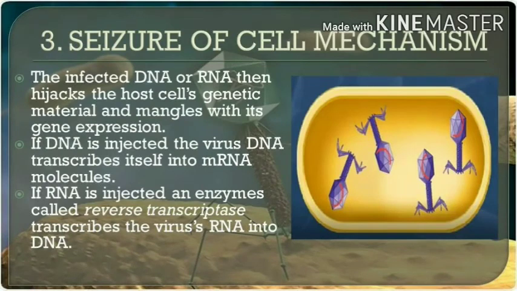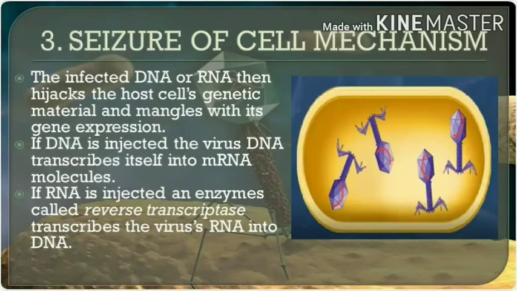Then we have seizure of the cell mechanism, or synthesis. The viral DNA or RNA then hijacks the host cell's genetic material and interferes with its gene expression. If DNA is injected, the viral DNA transcribes itself into mRNA molecules. These molecules can control the host ribosomes. Thus, the virus gains control of the host cell's mechanisms. If RNA is injected, an enzyme called reverse transcriptase transcribes the viral RNA into DNA.